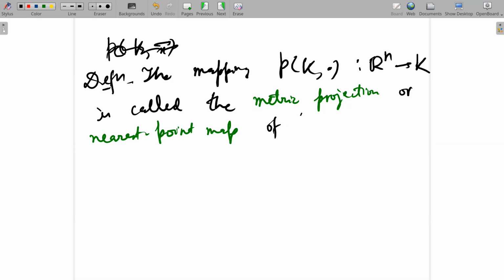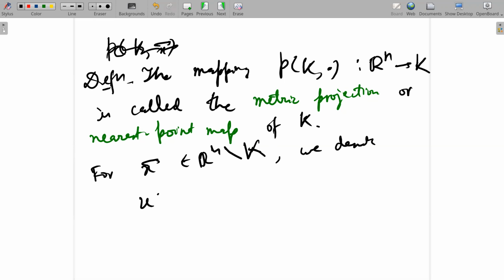The metric projection, or nearest point map, of K. By the way, this function is over all of R^n, but its image is actually equal to K. And for x in R^n minus K, so outside of K, whenever it is in K, it is actually a constant function. So if you take a point in K, it will map to itself. So for a point outside of K, we denote the vector given by x minus P_K(x), divided by its norm.